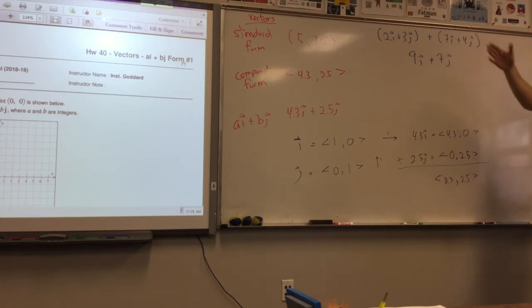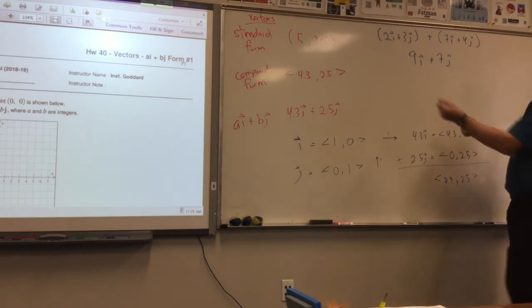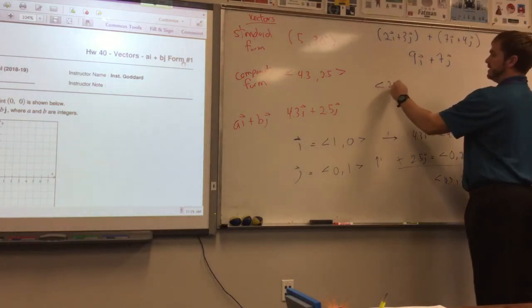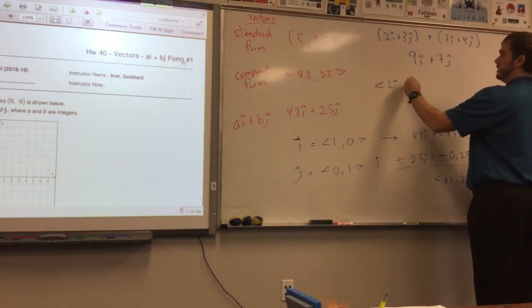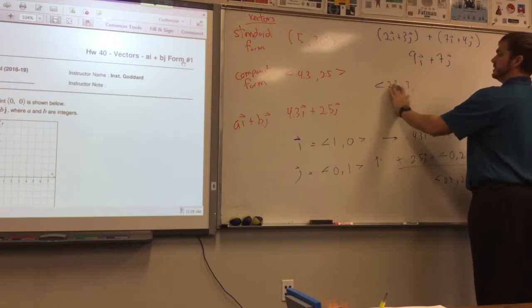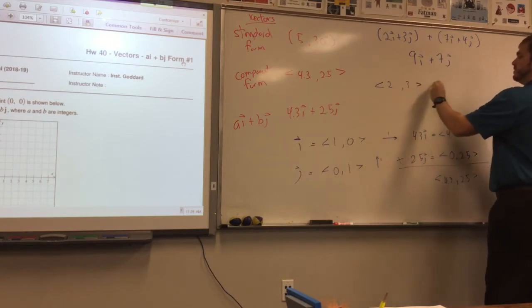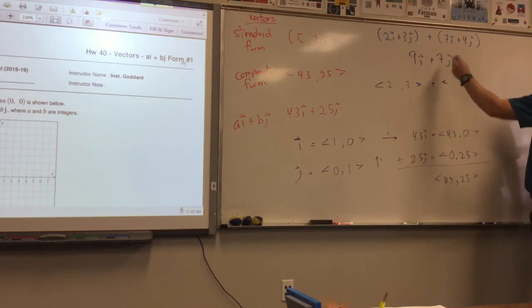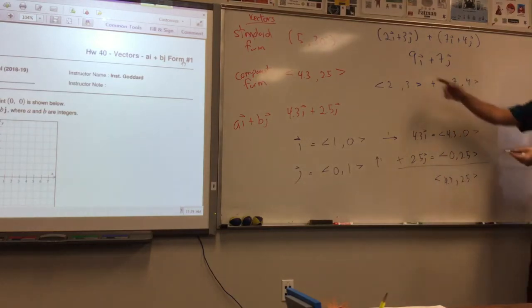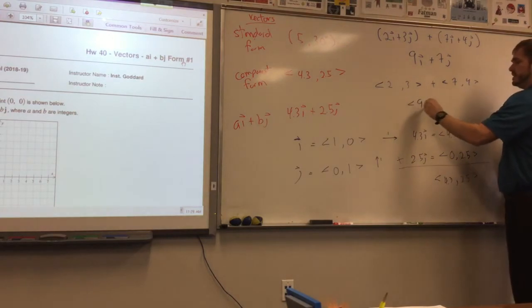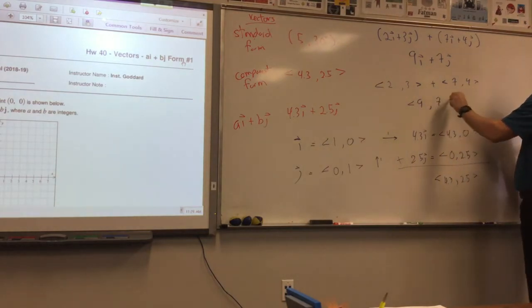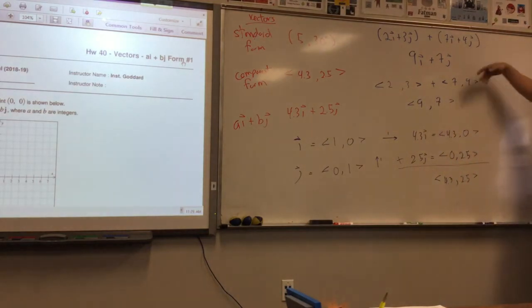If you remember, this is exactly what you'd have had yesterday in component form. It would have just been 2, 3 plus 7, 4, and you would have done the same thing. The 2 plus the 7 is the 9. 3 plus the 4 is the 7. You can see so many similarities. We're all pretty good there.